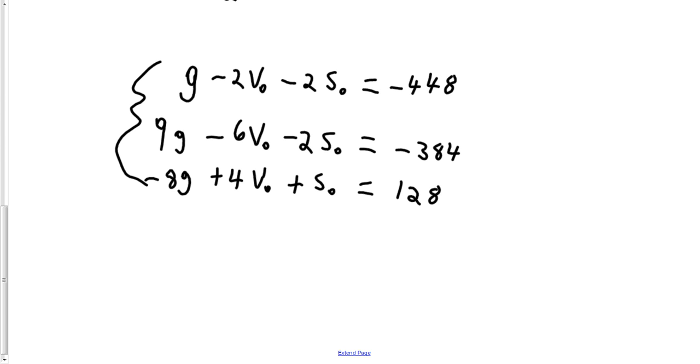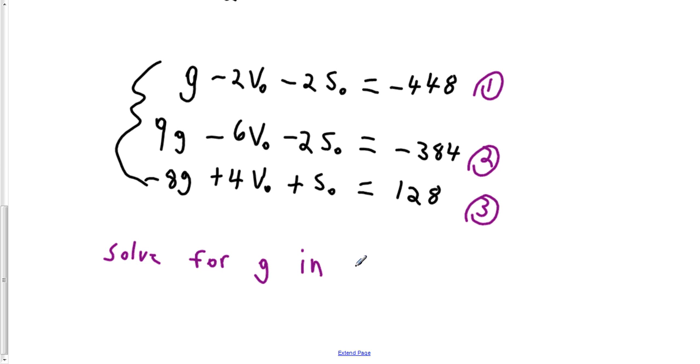The method that I'm going to use is called substitution. What I'm going to do is take each one of these and give it a number. Let's call these 1, 2, and 3 for my first, second, and third equation. So what I'm going to do first is solve for g in equation 1. That's my first step.